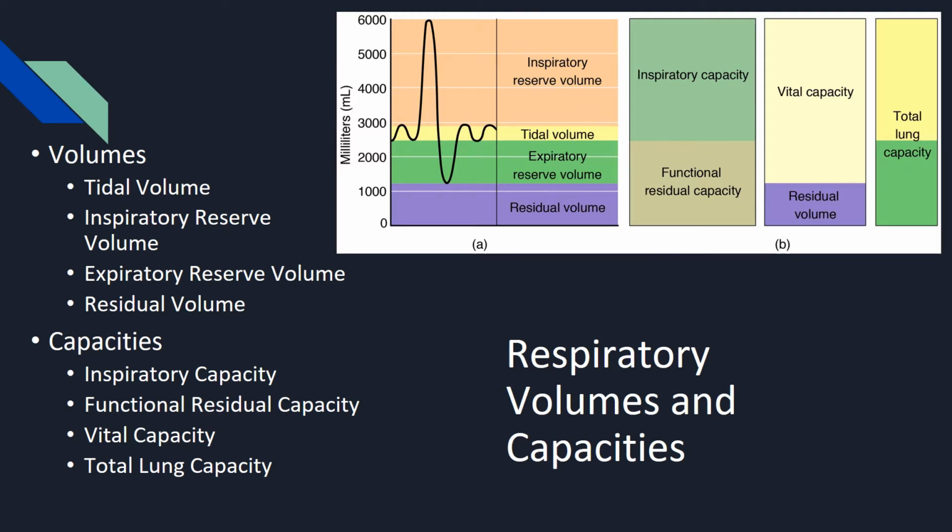Respiratory capacities are two or more volumes added together. Inspiratory capacity is a tidal exhalation to max inhalation. Vital capacity is breathing out as much as you can and then breathing in. Total lung capacity is your entire lung capacity.